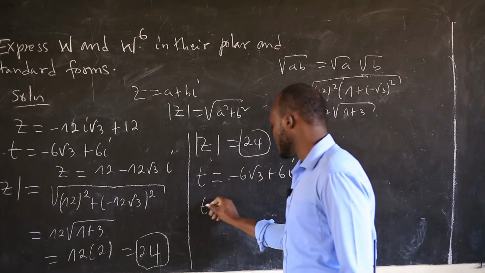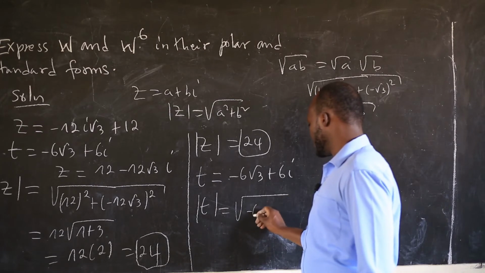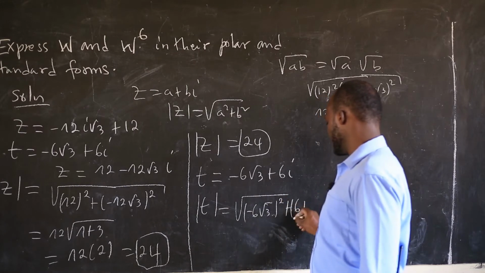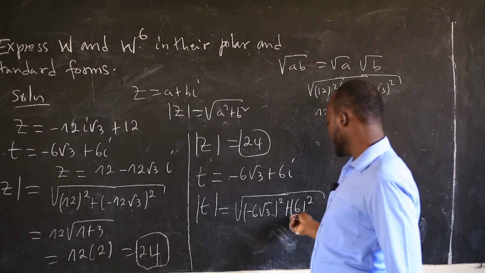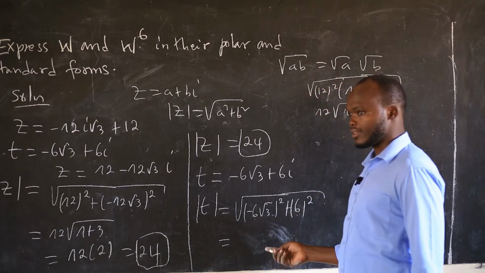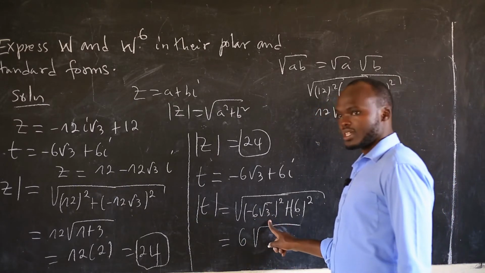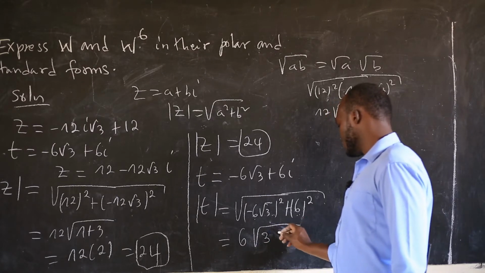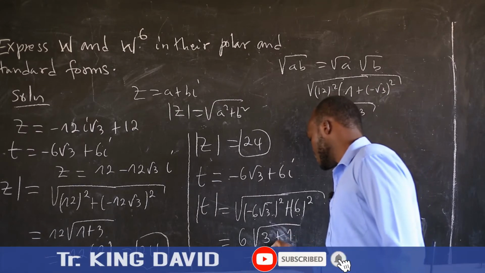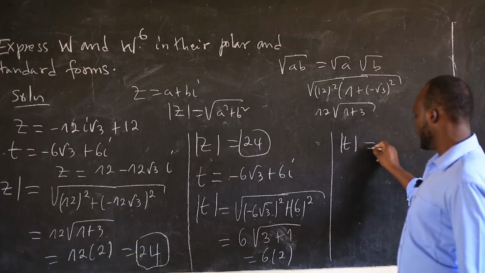Then the modulus of t is root of negative 6 root 3 squared plus 6 squared. You see 6 is common. Here there is 6 and even here there is 6. So 6 squared, that's 36. Root 36 is 6 into square root. Root 3 squared, that is 3. Here remain is 1 plus 1. So 3 plus 1, that's 4. Root 4, that is 6 times 2. So which means that the modulus of t is 12.